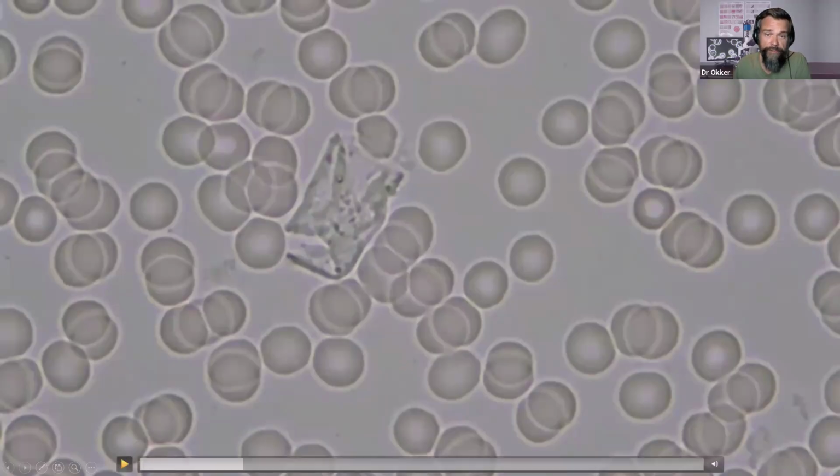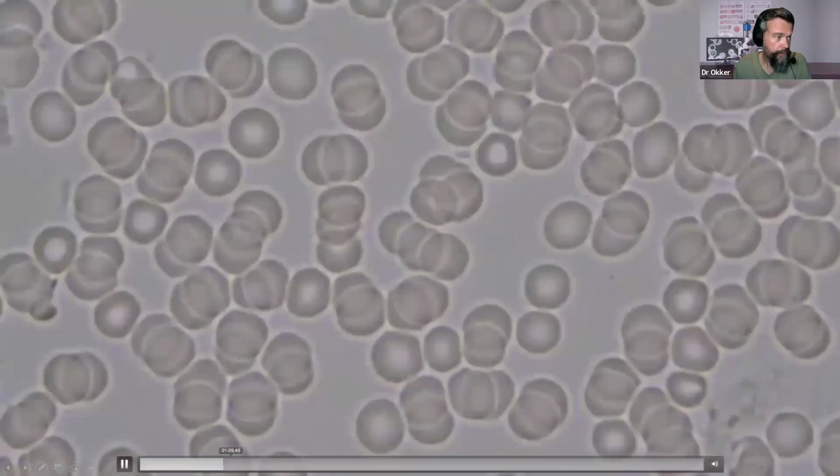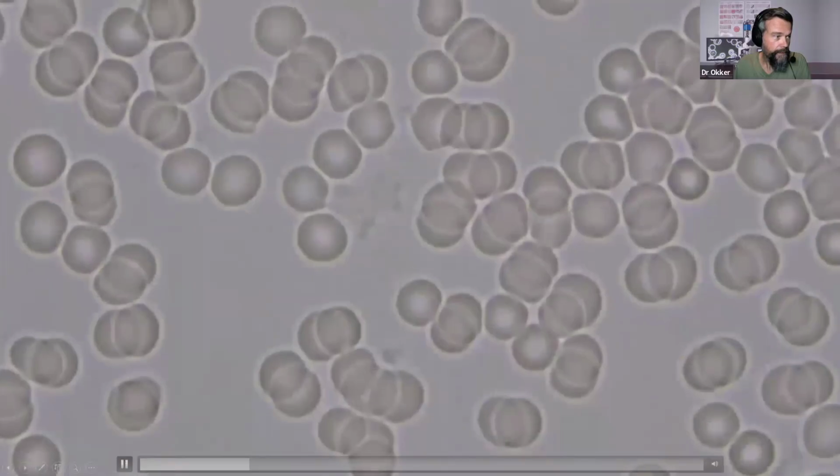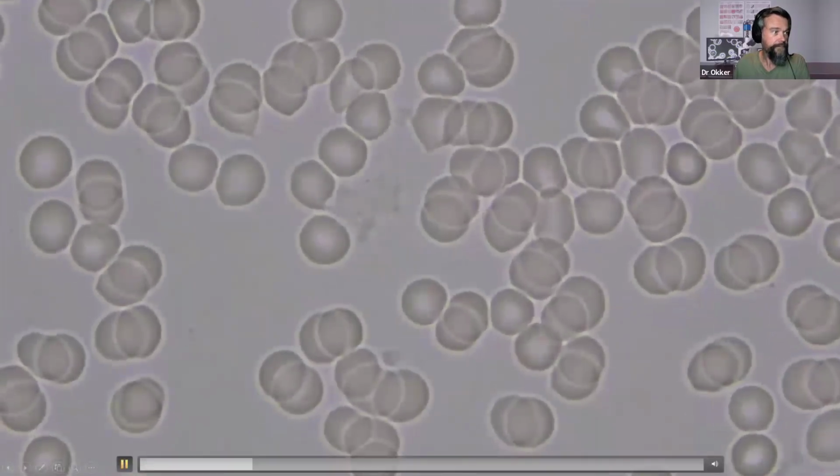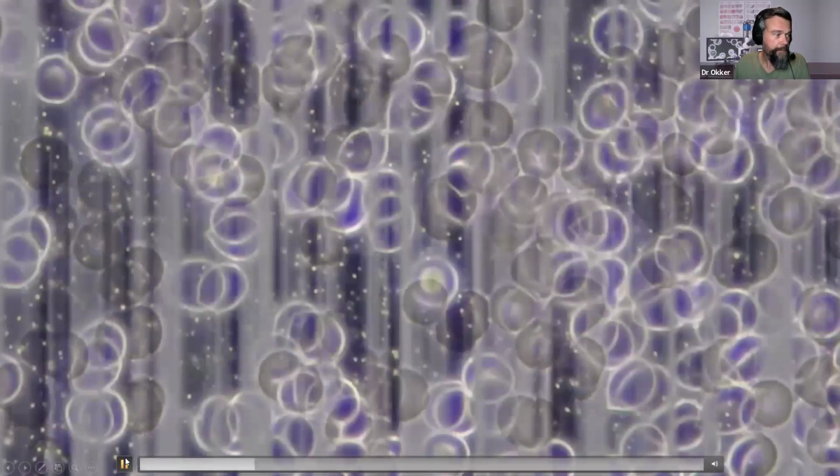The large structure in the middle of the screen there is actually a cholesterol crystal. So we're also able to see various crystals in a live blood sample, and these all relate to other challenges as well. Let's just go back to where we were in the video. All right. Some more teardrop shapes there.